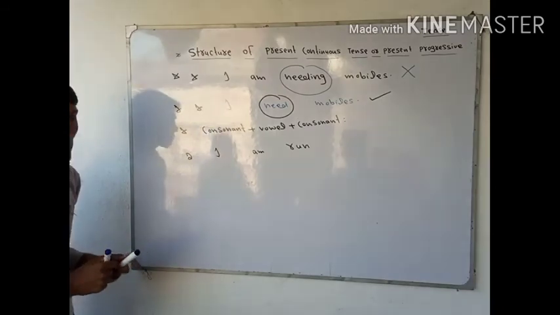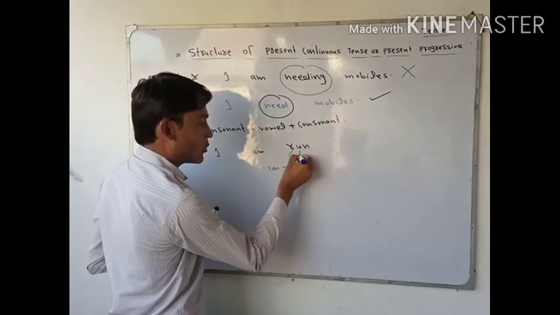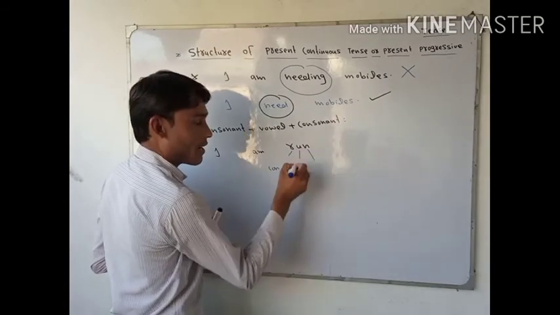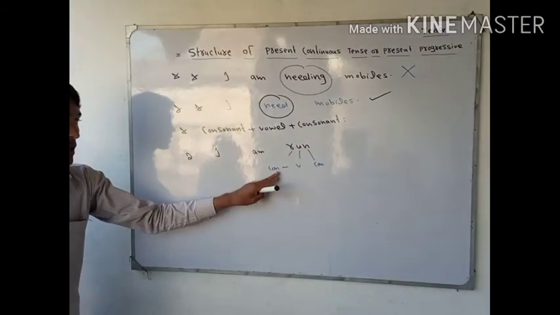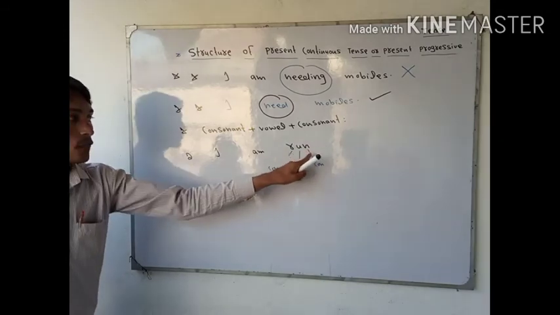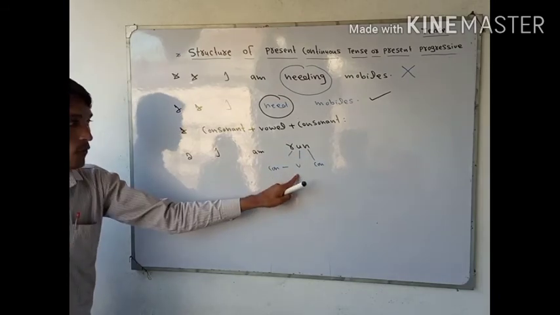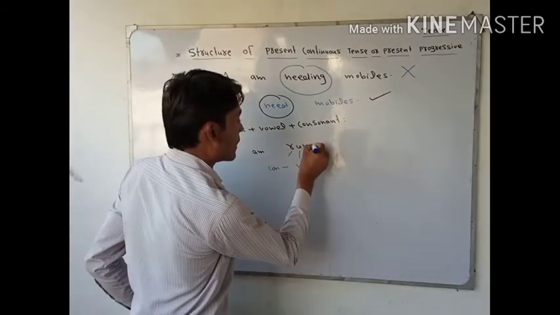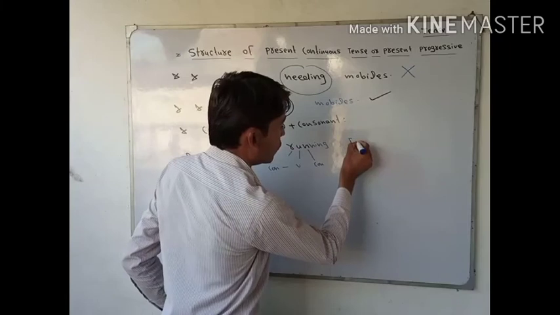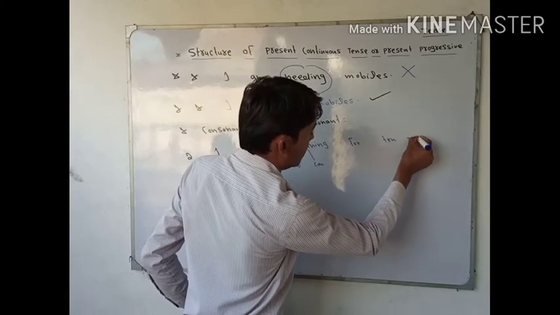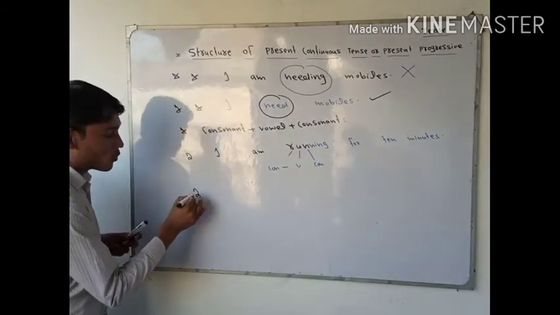Look at it now. R is a consonant, while U is a vowel, and again we have a consonant. Whenever we have such a pattern, we double the last letter. The first is R, a consonant, then a vowel, then a consonant, so the last letter will double. I am running for 10 minutes.